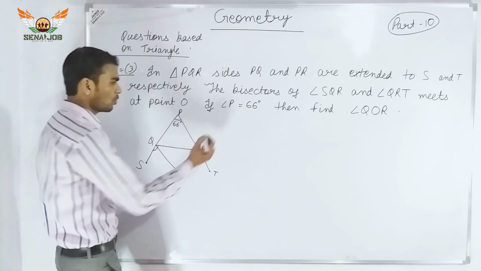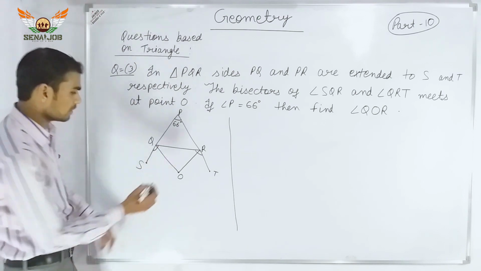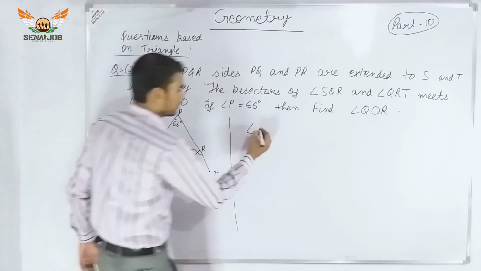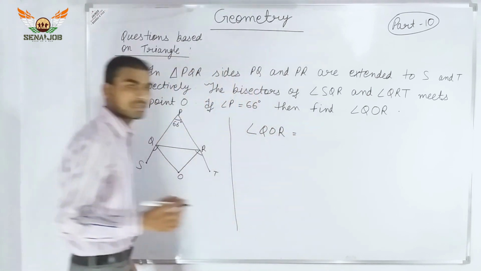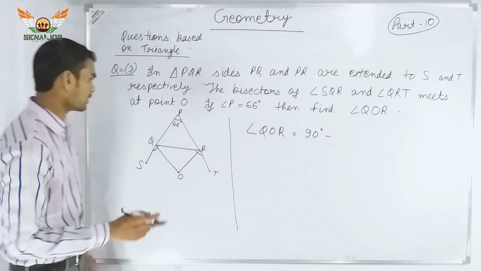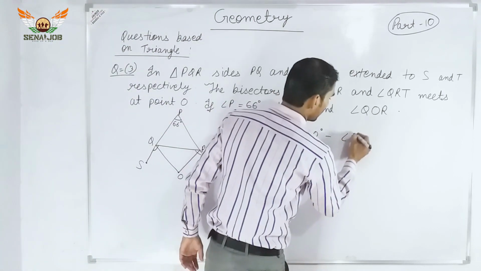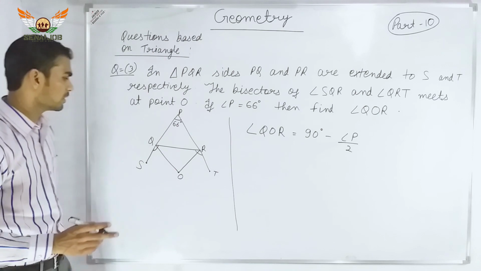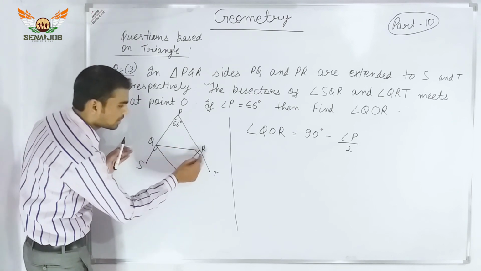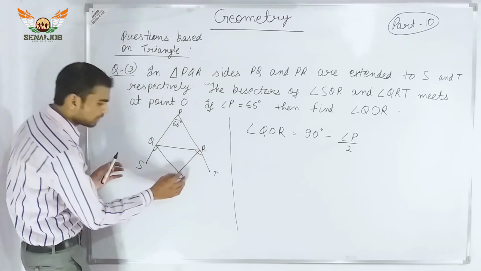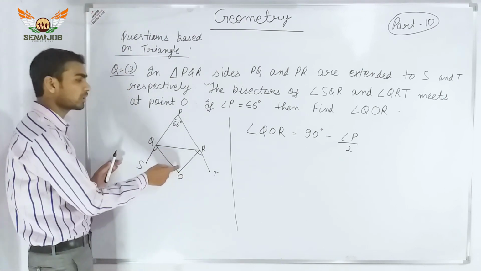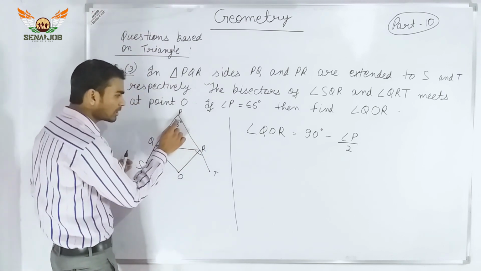Okay. Now there is one formula for finding out this angle. Angle QOR will be equal to 90 minus P upon 2. Always remember, if we bisect this exterior angle and this exterior angle of any triangle and the bisectors meet at point O, the value of this angle will be 90 minus this angle upon 2.